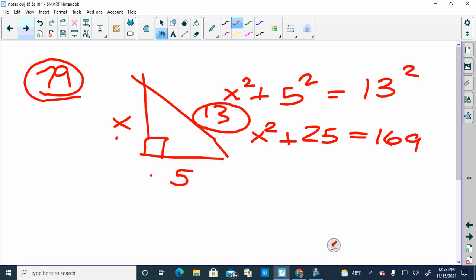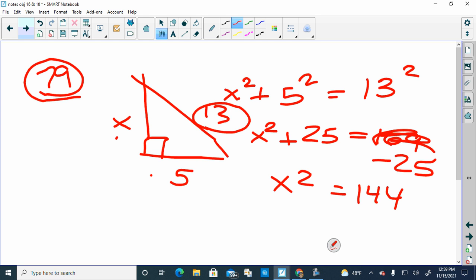Now what do I do to solve for x? Subtract the 25. I'm going to subtract the 25 from the other side so we can get rid of that secret number. So x squared equals 144. Now they want to know what x is. We don't have x yet because it's still squared. The opposite of squared is to take the square root. The square root gets rid of the square, but what I do to one side, I have to do to the other side to get x. So the square root of 144 is 12. So x is equal to 12.